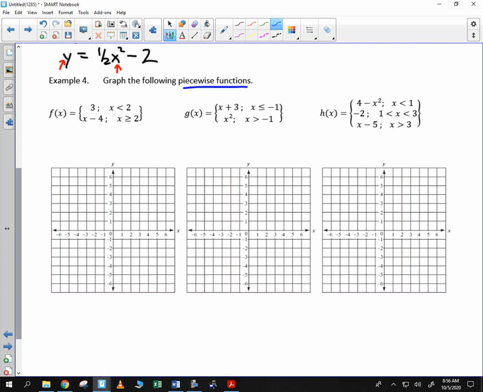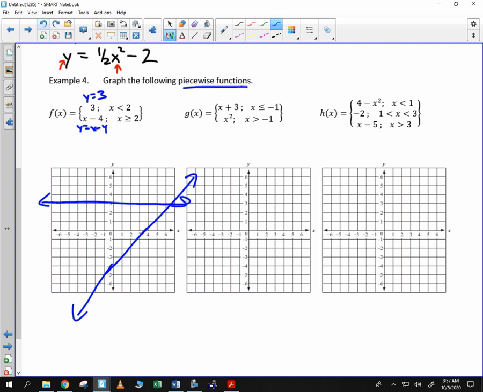But the graph of y is equal to 3 is a horizontal line that passes through 3. And the graph of y equals x minus 4 is a graph of a line with a slope of 1 that passes through negative 4. Okay, didn't draw that really well. Sorry about that. There we go. And you can see if I put both those graphs down, they are not functions together because they don't pass the vertical line test.